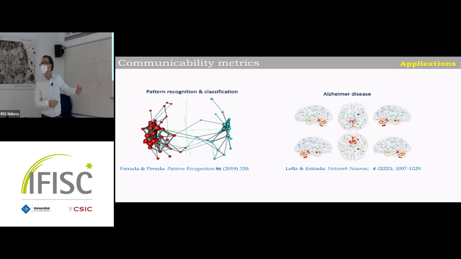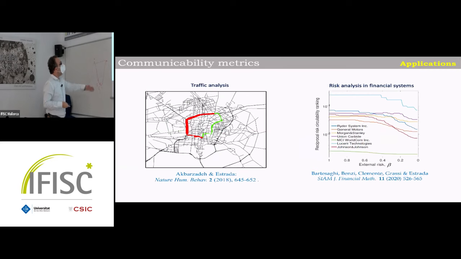So this has been applied, and I'm already a little bit problematic with time. This has been applied to pattern recognition and classification, particularly for identifying cancer genes. In Alzheimer's disease, for not only differentiating early stage Alzheimer's disease from healthy people, but also to identify those regions in which the communicability drops in comparison with healthy people. There has been an analysis of traffic with real data about traffic in rush hour. This was published in Nature Human Behaviour.